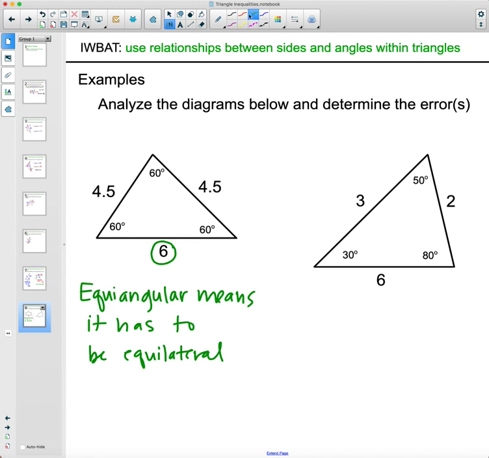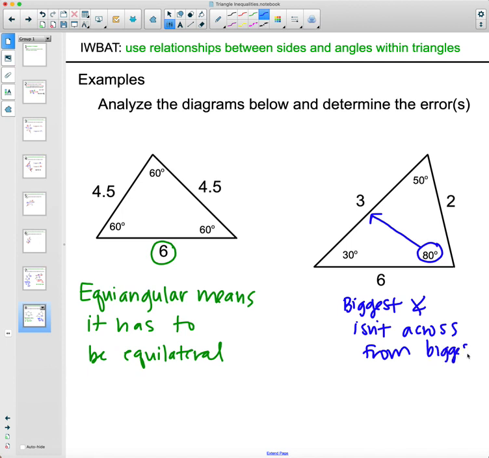Okay, next one. Let's take a look. The biggest angle here is 80. Across from the biggest angle is not the biggest side, so that would be a problem. The biggest angle isn't across from the biggest side. So that could be an error that you saw. And I mean, the smallest is across from the smallest, but the biggest isn't across from the biggest.